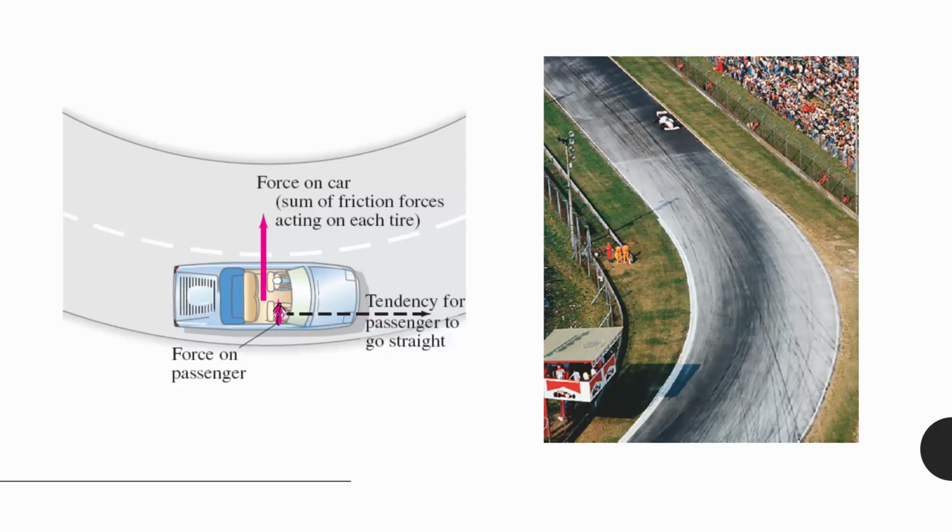If that weren't the case, you would just go in a straight line. If you were sitting on a frictionless seat and there were no door there, the car would turn and you would go straight. And that's what these tracks here are showing. For the car itself, it's friction between the tires and the road that pushes it toward the center.